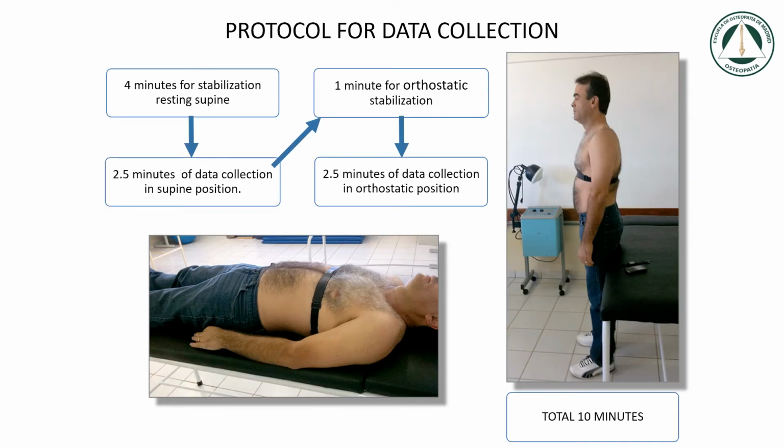Protocol for data collection. Patient resting in decubitus for 4 minutes for stabilization. Then 2.5 minutes of data collection in this position. The patient gets up quickly and waits 1 minute for orthostatic stabilization. Then 2.5 minutes of collection in orthostatic position. Total test time 10 minutes.